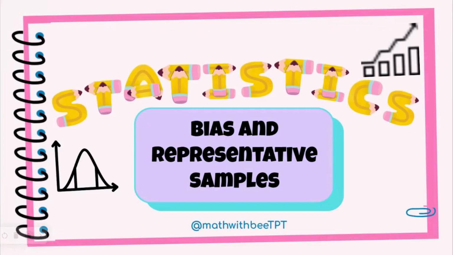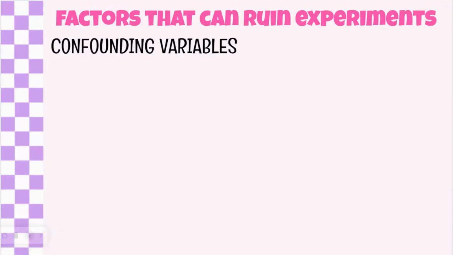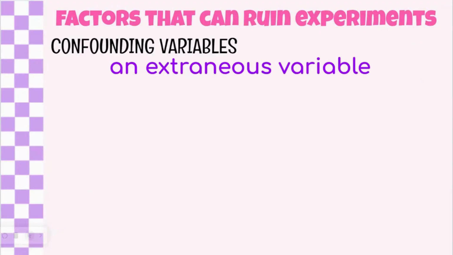In this video, we're going to talk about what are biases and representative samples when you are taking a survey or doing an experiment in statistics. There's a few factors that are going to wind up ruining experiments, and the first one is going to be confounding variables. Confounding essentially just means conflicting, and it's an extraneous variable. It's going to change the outcome of your survey.